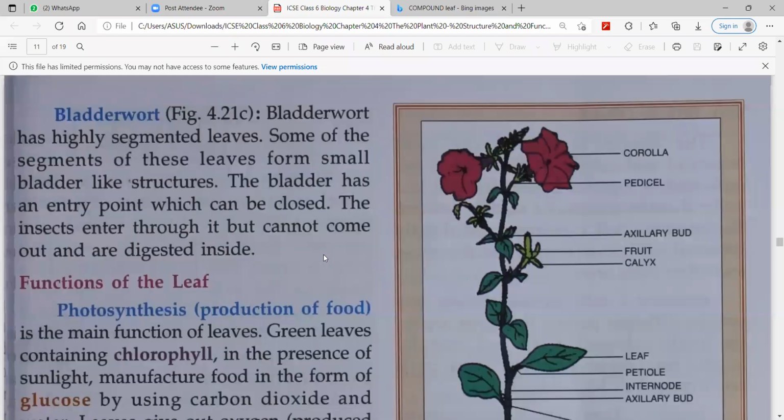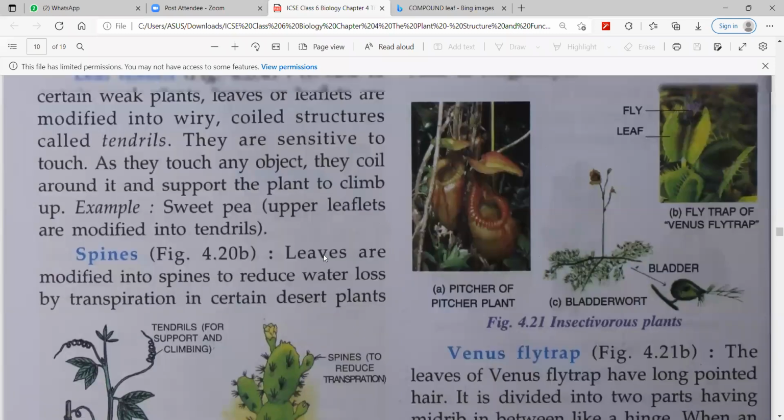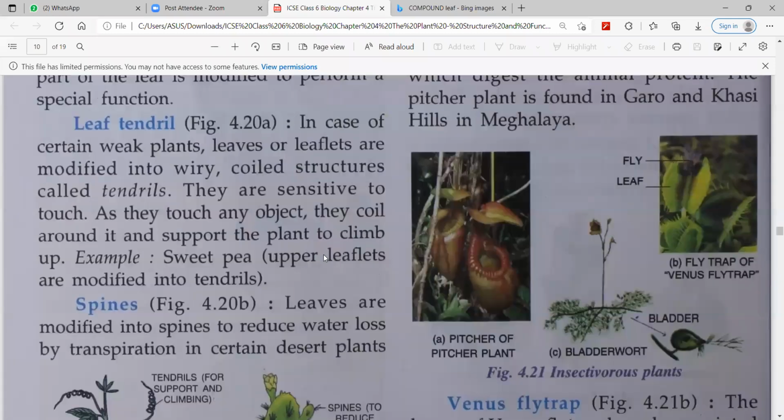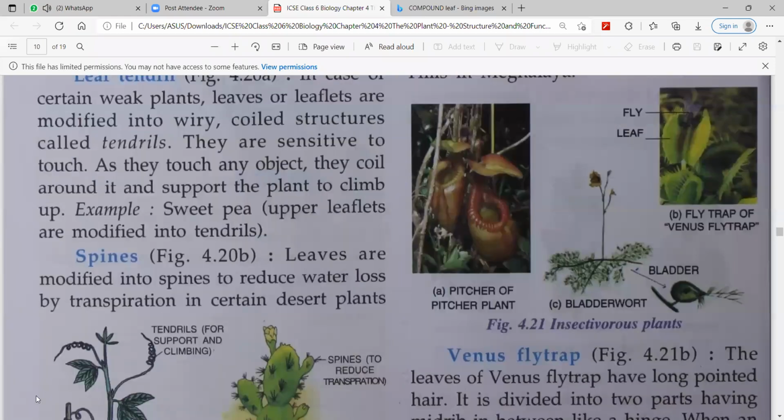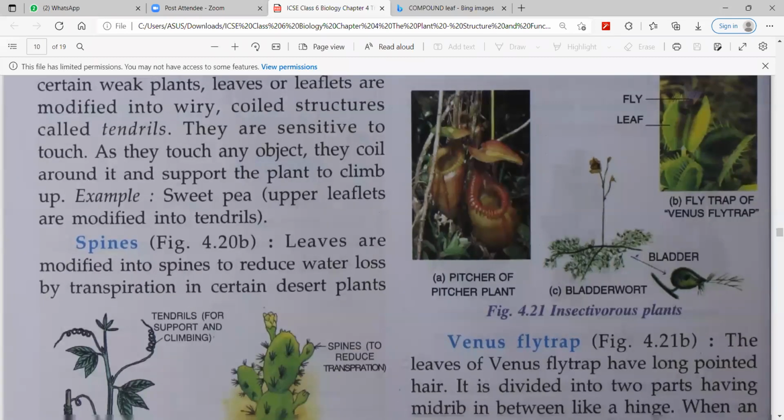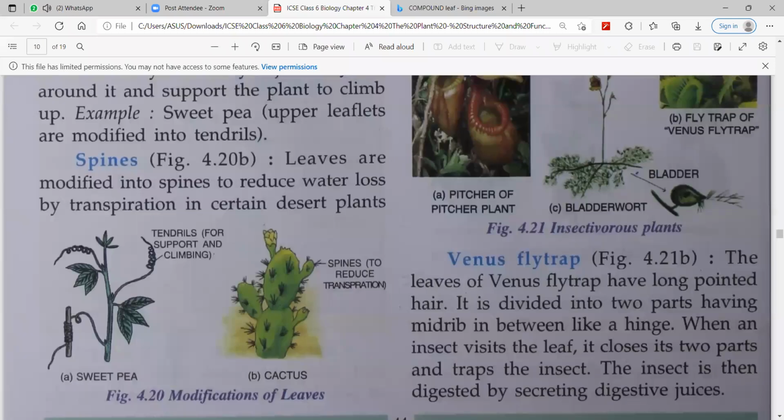Here are the modifications of the leaf. As I told you, there are some leaves that turn into tendrils. They get coiled or wiry structures which attach themselves to other plants for support, for example, sweet pea. Then we have spines. In cactus and others, leaves are modified into spines.